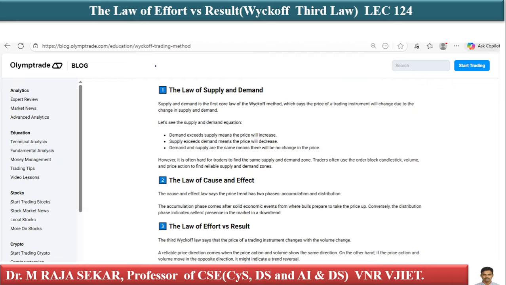In this lecture, we will try to understand the law of effort versus result. That is basically Wyckoff's third law. How it works? Let us try to understand it in detail, in terms of price action and volume analysis in the context of Wyckoff's third law.